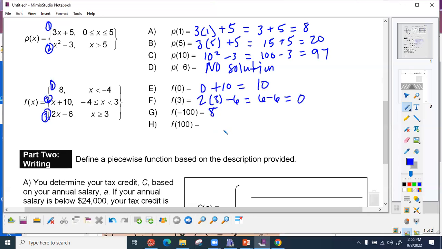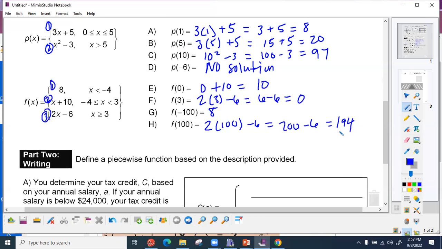F of 100, you should have used 3. Good job. So that's 2 times 100 minus 6 equals 200 minus 6, which equals 194. Ignore that, that's a 1. You never saw it.